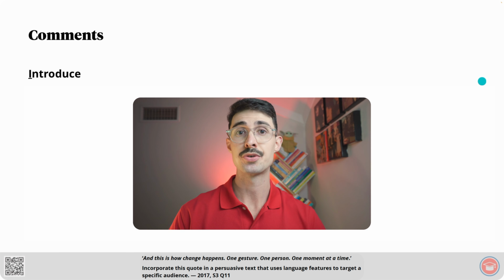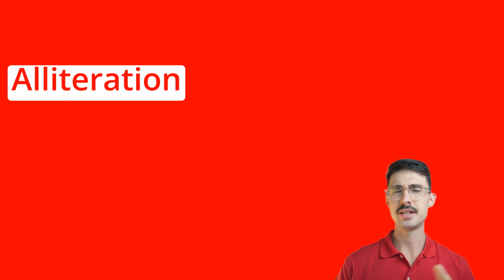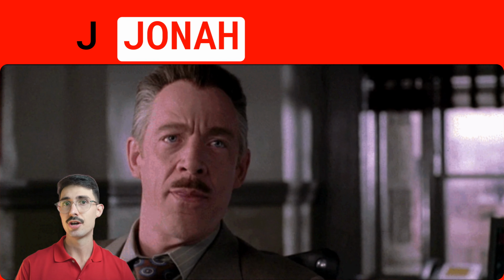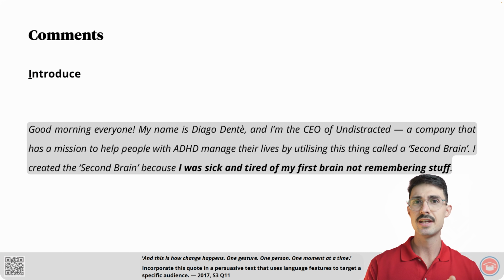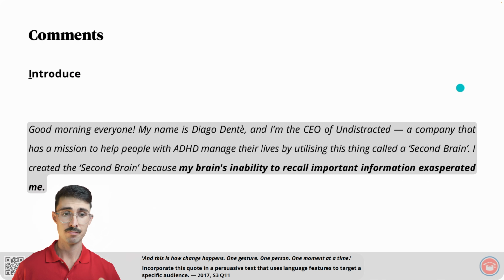Turning to the introduce. Notice the use of alliteration in the speaker's name. Alliteration is a good one to use because it makes the name memorable. For example, Bilbo Baggins, J. Jonah Jameson, King Kong, and Lex Luthor. Also, consider the effect of diction, word choice, on voice. For instance, here I say, I was sick and tired of my brain not remembering stuff. Compare that to my brain's inability to recall important information exasperated me.